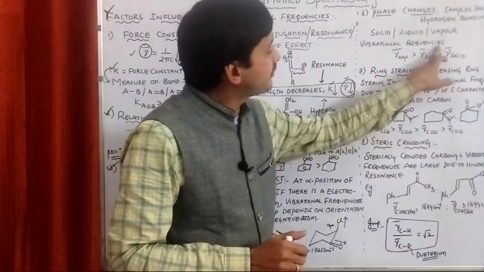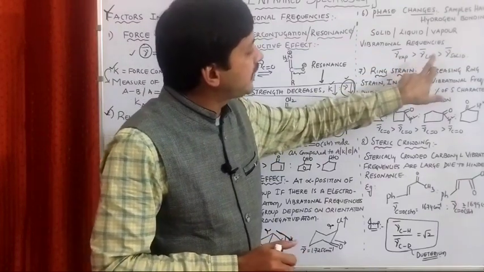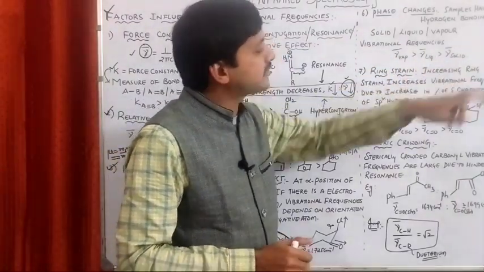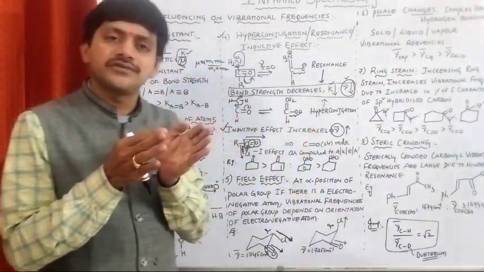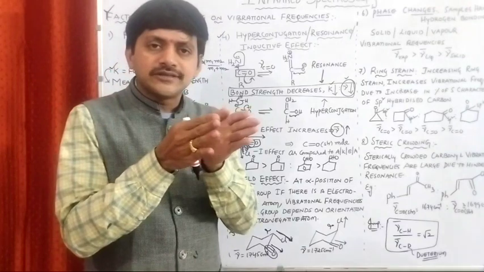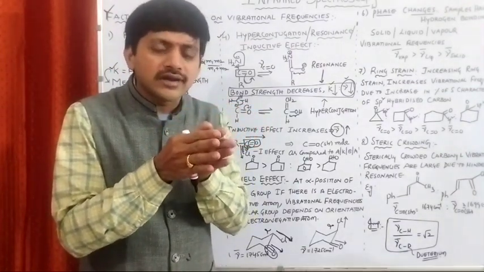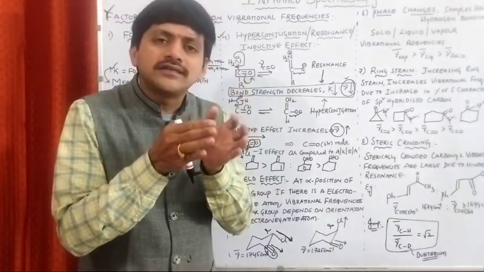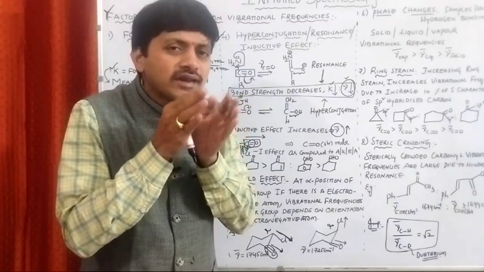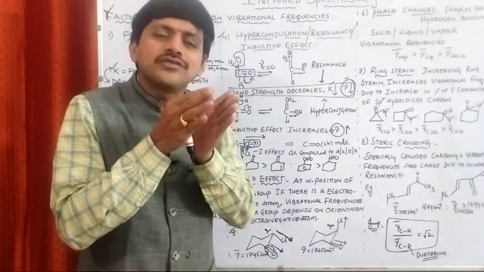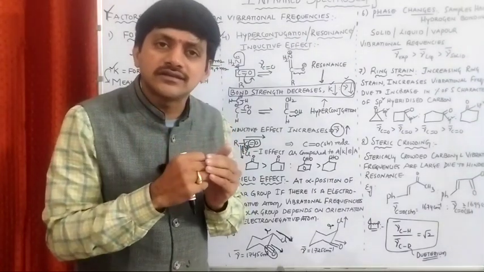The vibrational frequencies of the vapors are higher than the liquids, and liquids are higher than the solids. Why? In the case of solids, the distance between the species is very small, right? The forces of attraction are higher, right? It means in solids, if we have hydrogen bonding, the strength of the hydrogen bonding is more. If the strength of the hydrogen bond is more, which one will be less?